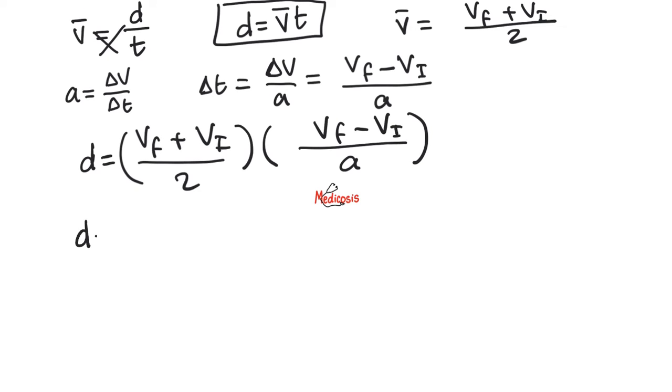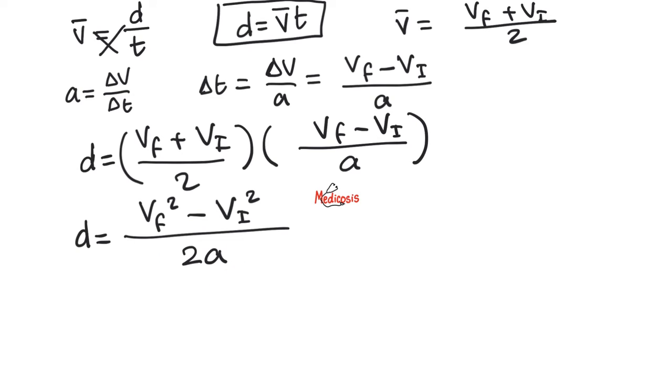Let's multiply all of this together. When you multiply the denominator, that's easy, just 2a. Multiply the numerator. This is v final plus v initial, but this is v final minus v initial. You know where that is going. Yeah, v final squared minus v initial squared. Which means displacement equals v final squared minus v initial squared divided by 2a.